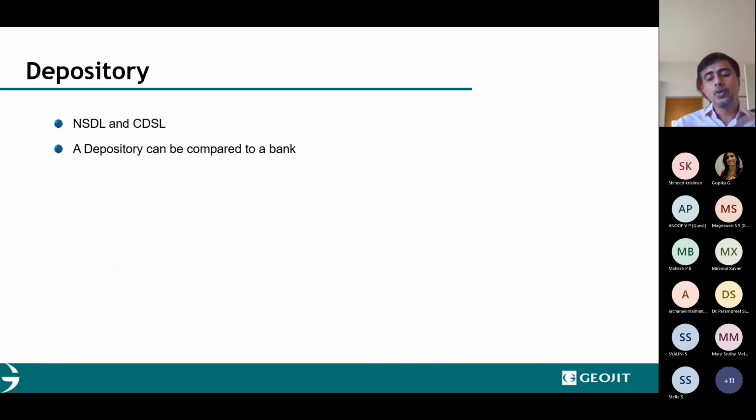Just a couple of words on the depository. We have two depositories in India, the NSDL and the CDSL. If you wish to open an investment account, you need to have two kinds of accounts. One is the demat account, which is the depository. Second is the trading account, because the trading account is the place where you enter your transactions, and whenever you trade in the trading account, the shares get credited to your demat account or debited from your demat account. So demat is basically a place where you store your securities.